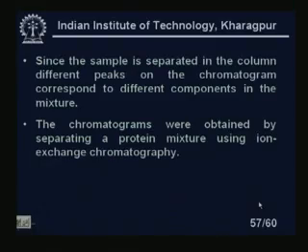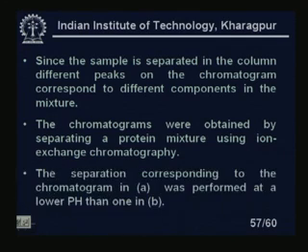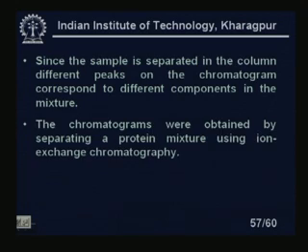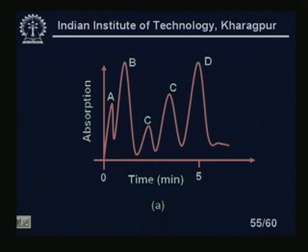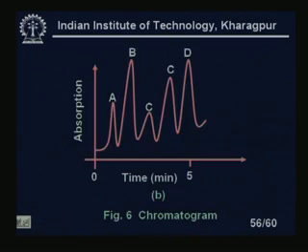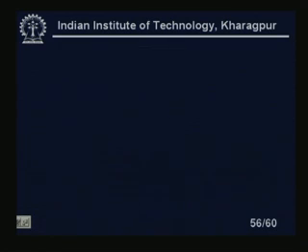The chromatograms were obtained by separating a protein mixture using ion exchange chromatography. In ion exchange chromatography, you can separate a protein mixture. The separation corresponding to the chromatogram A was performed at a lower pH value than in B. If you look, the pH value in A is lower than in B. Obviously the separation is better in A. So this tells you how the pH will affect my chromatogram.